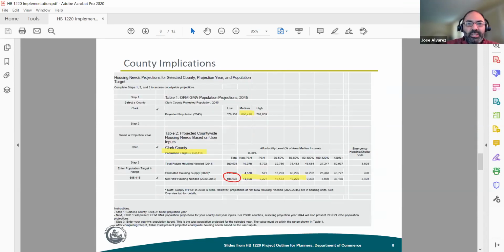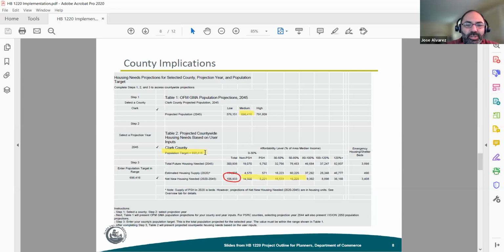So this slide essentially is a spreadsheet that Commerce had come up with to try to get at, looking on the left, you'll see this is for all the different jurisdictions. So you can select the county. I've selected Clark. There's a projection year, so we're going from 2025 to 2045. That's selected. And then the population target is 698,416, which is the medium forecast from OFM that you can see on the top there highlighted in yellow.